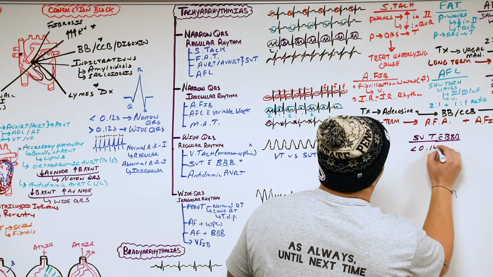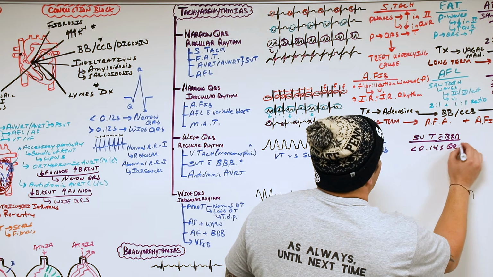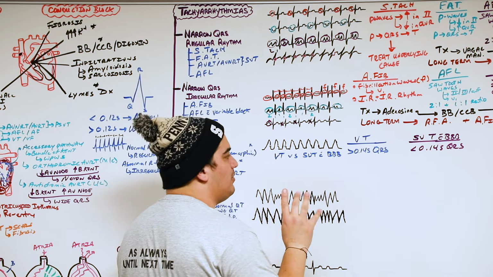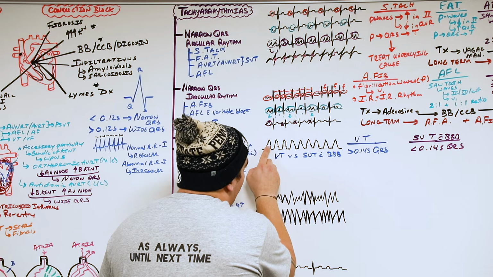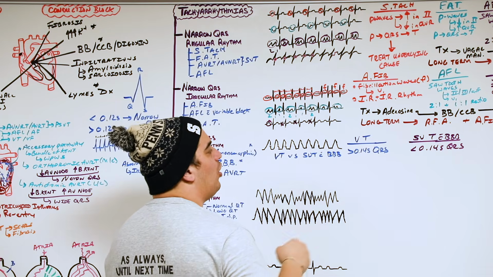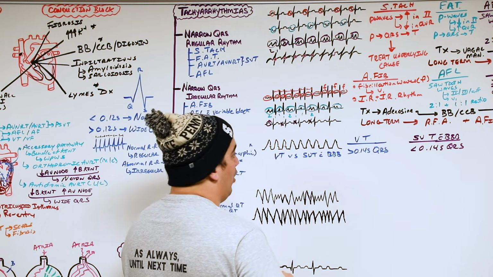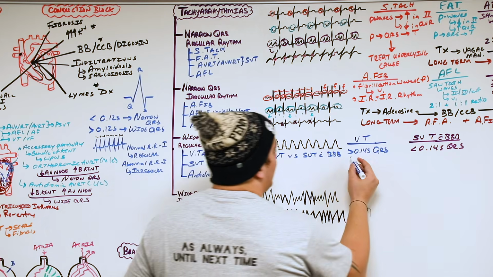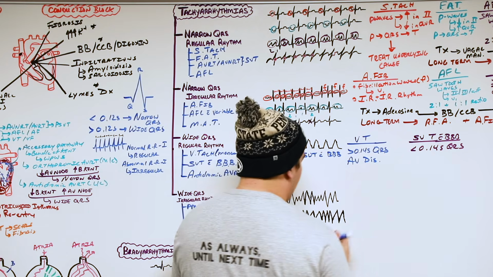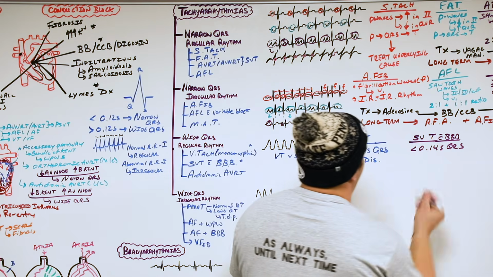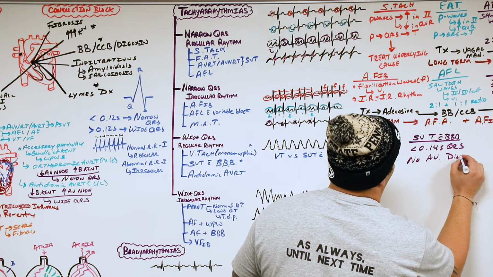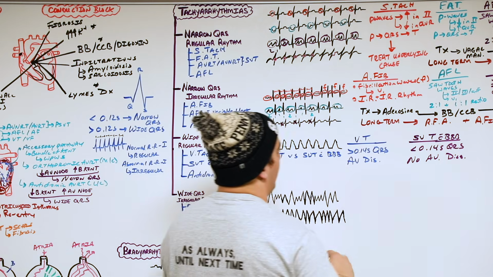So there's one identifier, okay? The next thing is, you look at the P waves to see if you can see. Sometimes you may get lucky where you see a little inverted or retrograde P wave snuck within the QRS complex. That's called AV dissociation. So with VTach, this one has AV dissociation. With the SVT with aberrancy, there is no AV dissociation. That's important to remember.